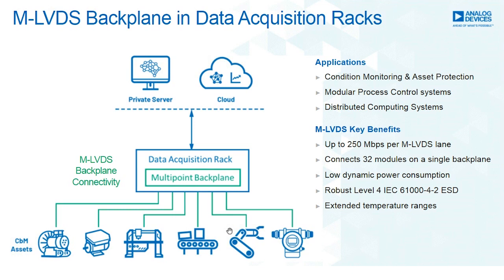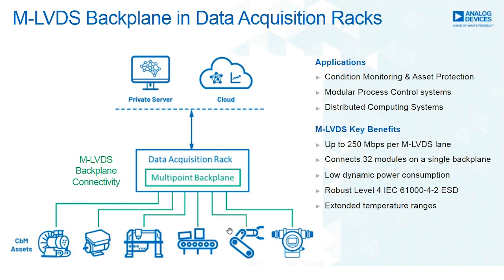It is also well suited to systems designed for condition-based monitoring and asset protection, or for distributed computing systems. A single M-LVDS lane connects up to 32 module cards with a bandwidth of up to 250 megabits per second, while maintaining low power consumption, which helps control the internal chassis temperature.